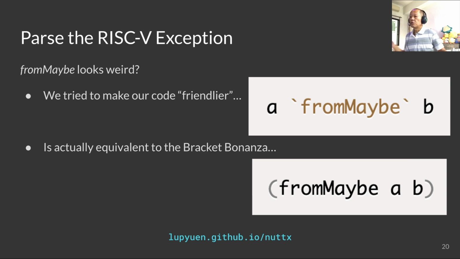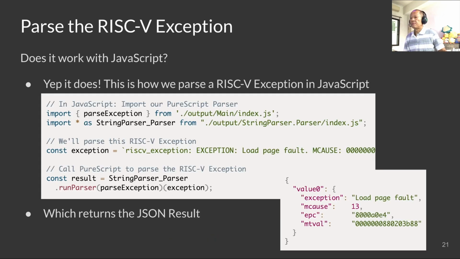Hopping on to JavaScript. We have created a string parser in PureScript that parses a RISC-V exception. This is how we call the string parser from JavaScript. We pass the exception string to PureScript, and we get this JSON result with the exception info.